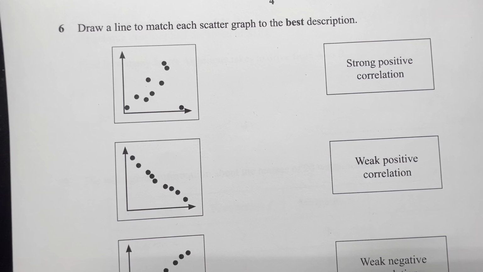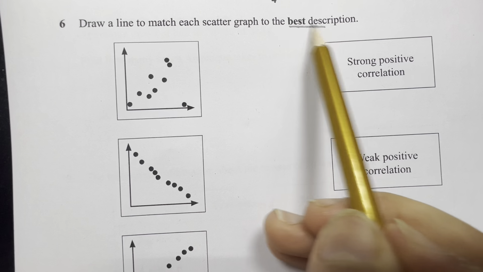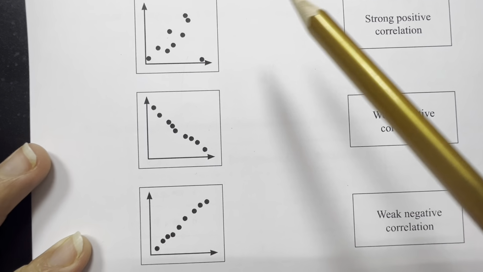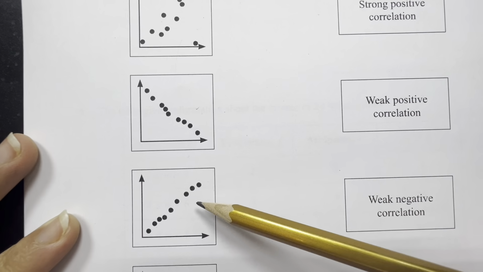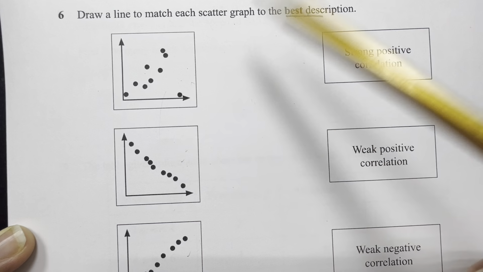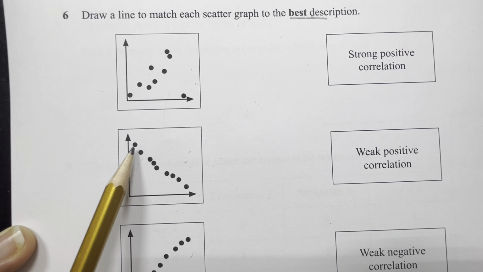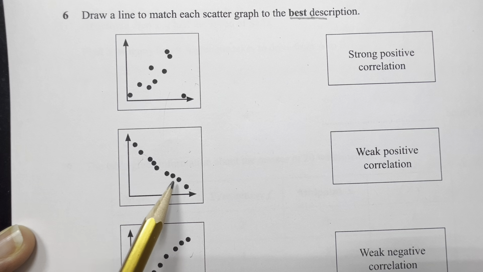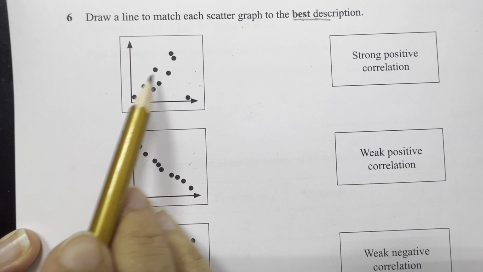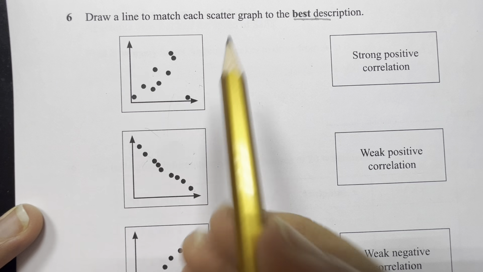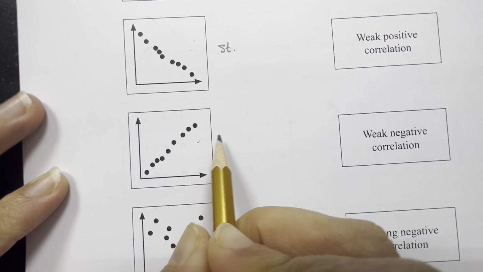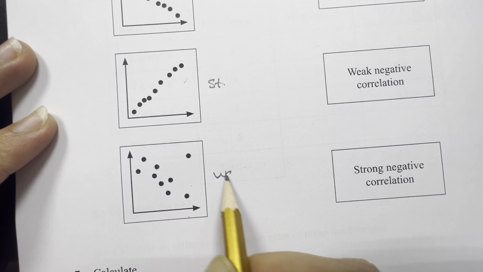Okay, here, draw a line to match each scatter graph to the best description. First of all, let's take a look at the graphs here. We have this graph, this graph, this graph, and this graph. If you notice the difference between these two graphs, for example, these points are connected together to form a line, to fit a line, not an exact line, but trying to fit a line. But these points are scattered. Scattered means this is weak, but this is strong. So here also strong, and here weak.